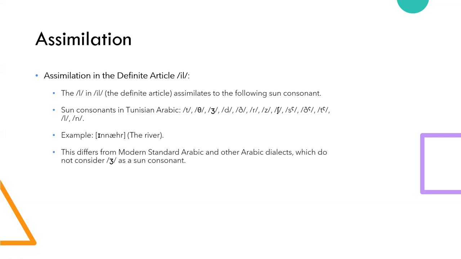The other type of assimilation is the assimilation of the definite article l. The l of the definite article is assimilated to the following consonant when this following consonant is a sun consonant. These sun consonants also exist in Modern Standard Arabic. These include ta, tha, da, dha, ra, za, sha, sa, za, ta, la, na. However, there is a supplementary sun consonant in Tunisian that does not exist in Modern Standard Arabic, which is ja. So, for example, nahar, the river, jarida, the newspaper.